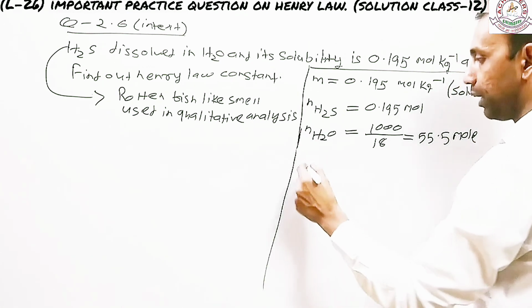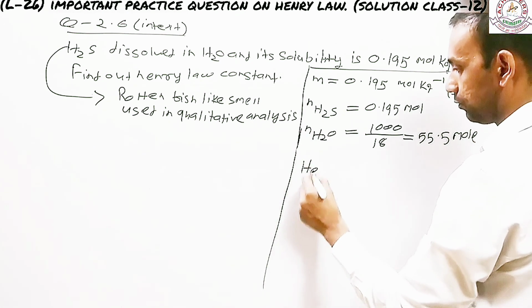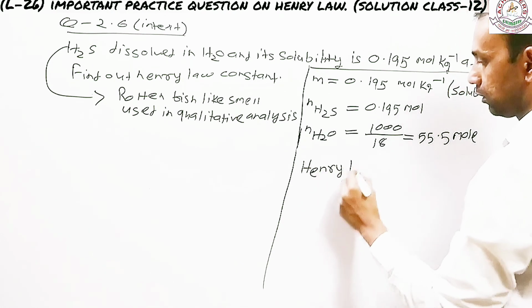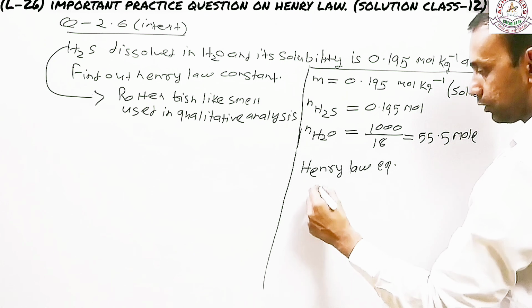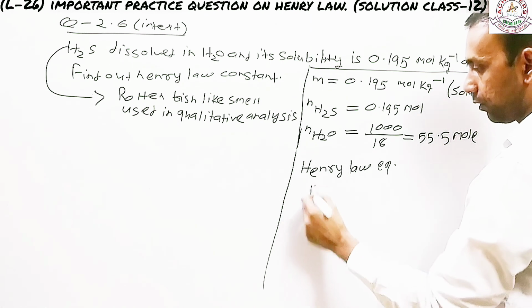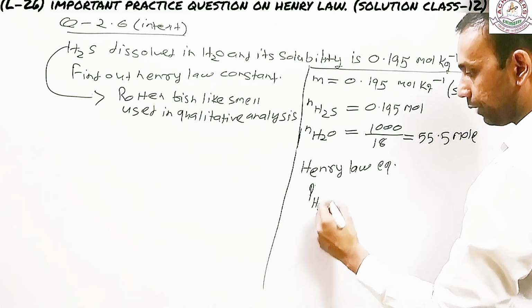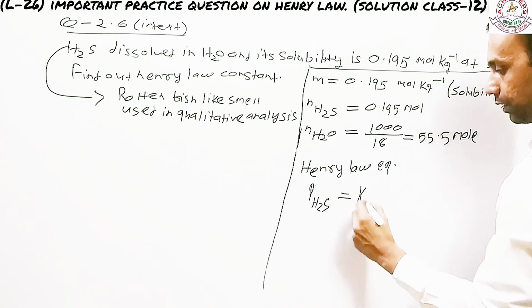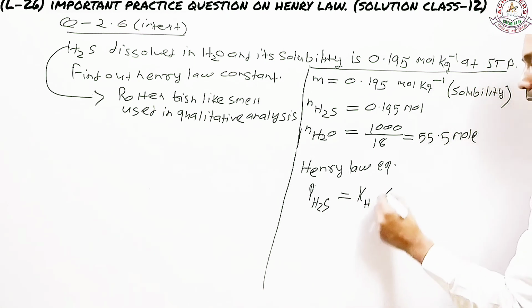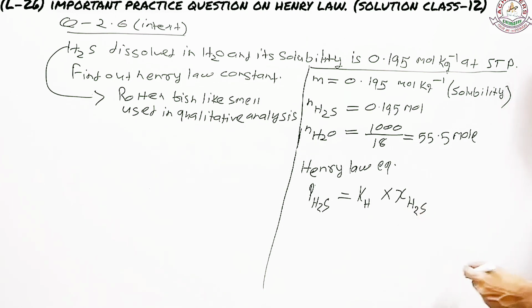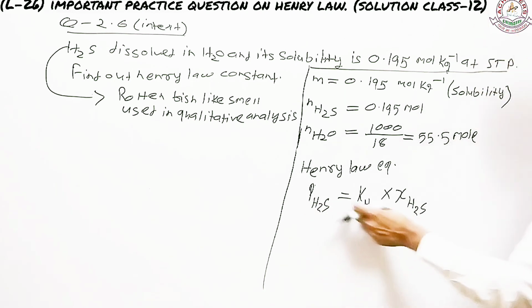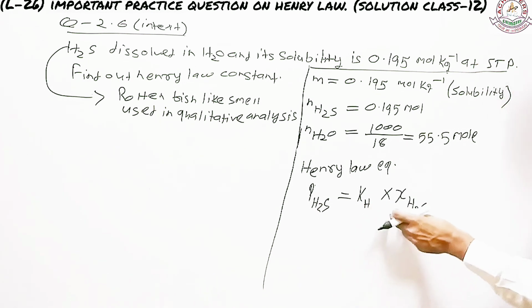Now the Henry law equation. This Henry law equation says the partial pressure of H2S is equal to KH of H2S multiplied by X of H2S. So the partial pressure of hydrogen sulfide equals the Henry law constant of hydrogen sulfide multiplied by the mole fraction of hydrogen sulfide. Let's expand it.